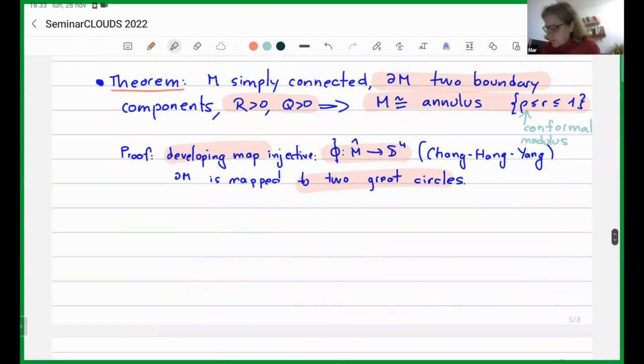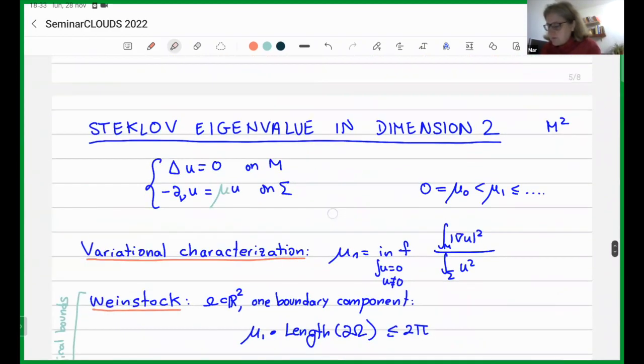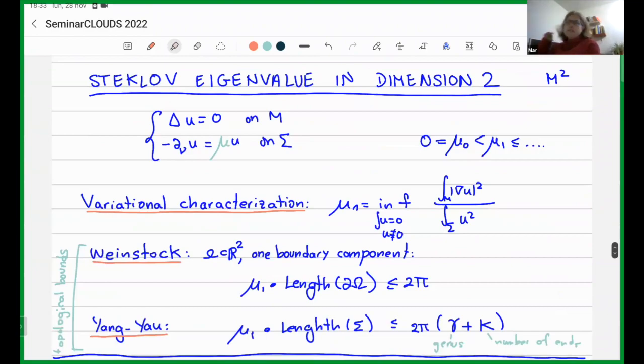Because we would like to go back to the eigenvalue problem. I want to study the eigenvalues of third order boundary operators. So, just a quick review of the Steklov eigenvalue for surfaces. The Steklov eigenvalue problem is the following: solve for the Laplacian of u equals 0, with a Neumann condition on the boundary where your eigenvalue mu comes in.